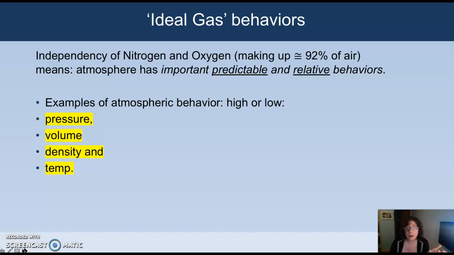So we talk about air masses of this ideal gas, this ideal air, and we talk about high and low pressures of those air masses, volumes of those air masses, like a large cold air mass coming in from Canada, you hear about that, and density of those air masses and temperatures of those air masses. You hear about cold air masses coming from Canada, warm air masses coming from the Gulf of Mexico. So these are behaviors that are predictable and relative to each other. They have relationships between pressure and temperature, between volume and density.